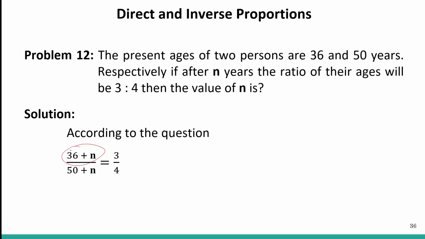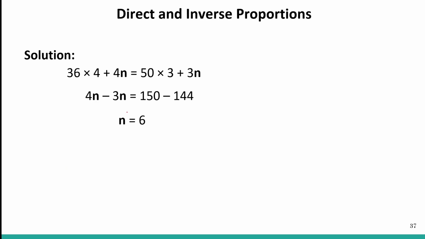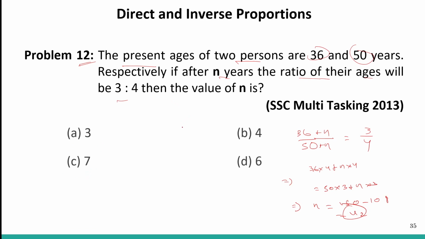So (36 plus n) by (50 plus n) is equal to this much. So this will be 144, right? So 36 into 4. Okay, it was 36 into 4, not 3, right? If it was 36 into 3, then it would have been 10. So 36 into 4 is equal to 144. So n is equal to 150 minus 144, which is 6. So 6 will be the correct answer.